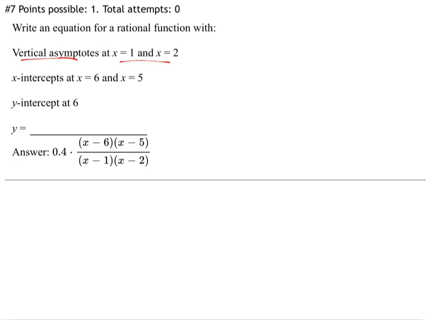Vertical asymptotes, x equals 1 and 2. X-intercepts, 6 and 5. Y-intercept, 6. You can see the answers already there. Okay. So how do we do this?